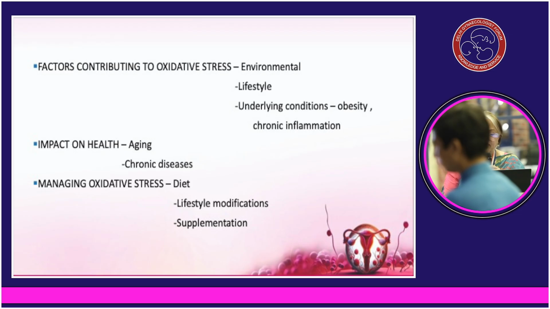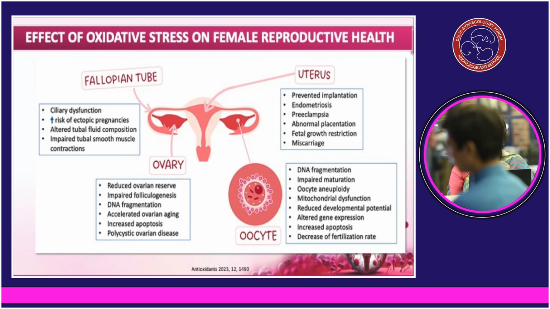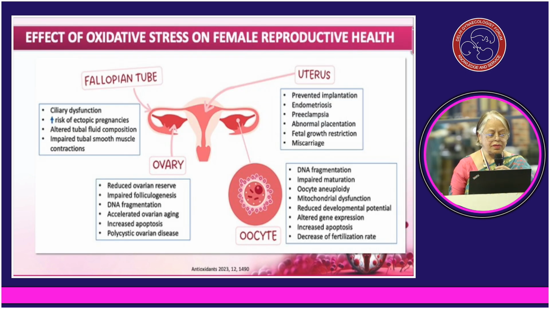How does one manage in a very simple way? Change of diet, lifestyle modification, and then again we come to the supplementation. Again, this is what I'm trying to come to, our nutraceuticals and their role in fertility. So what is the effect of oxidative stress on female reproductive health?